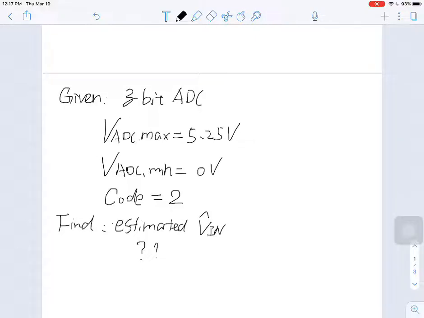Does anybody know the answer? Why is it called estimated? Okay, seems no one knows the answer. Okay, I can tell you why. Because do you remember the word I mentioned? Loss. Loss of information.